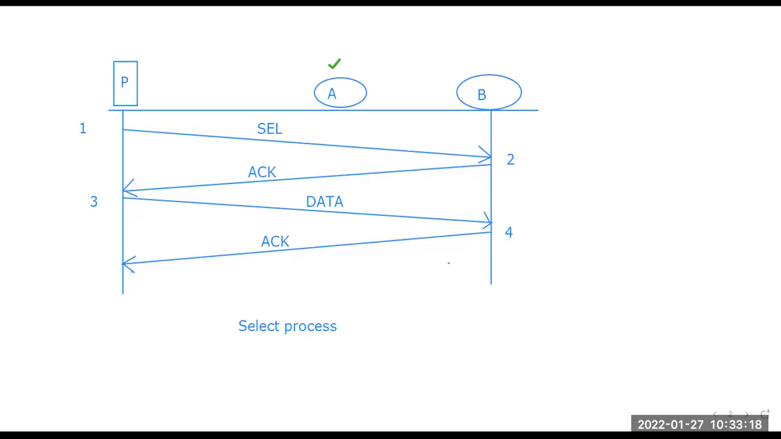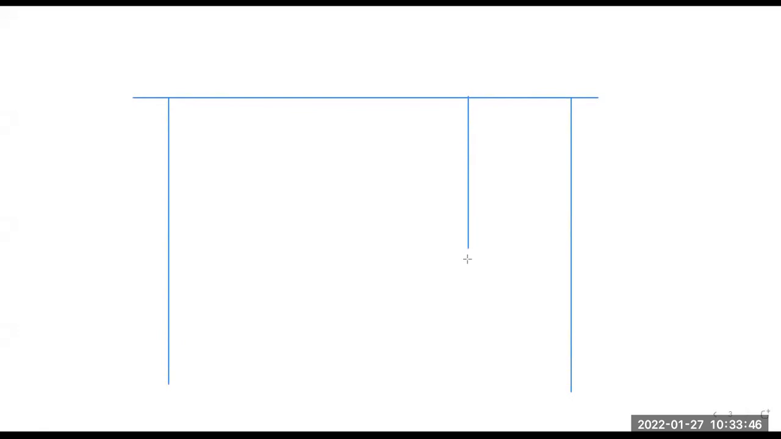So if I draw a scenario for this poll process, right? What is the scenario? Suppose this is my primary process or primary station. This is my first secondary. This is my second secondary. No issue. Now what is happening? The process that we have discussed is how the scenario happens, right?